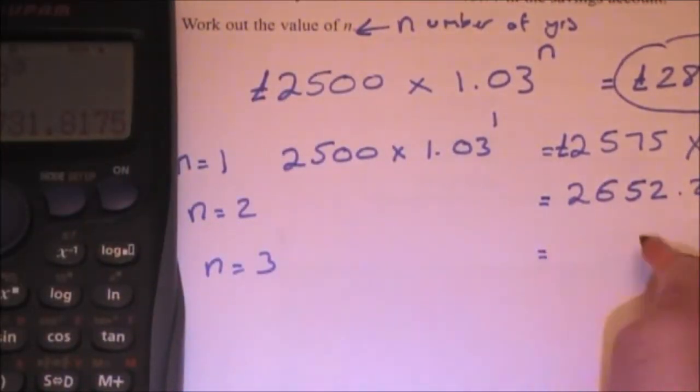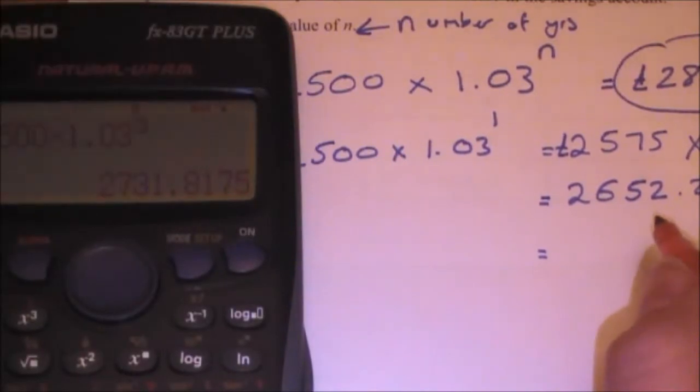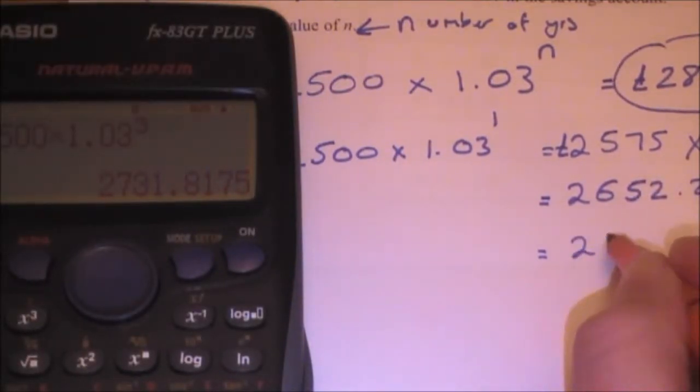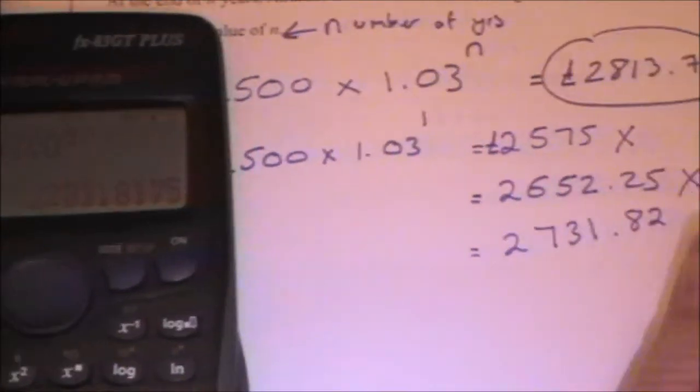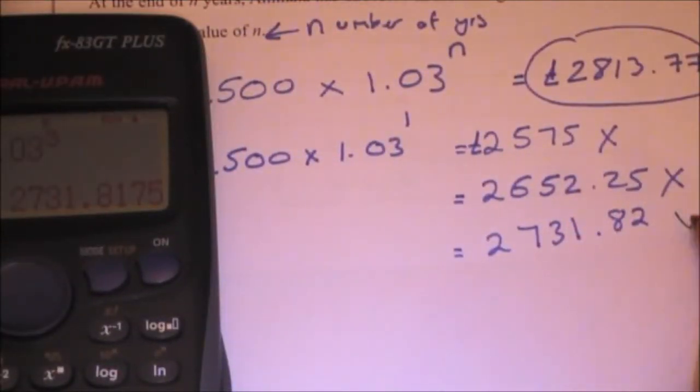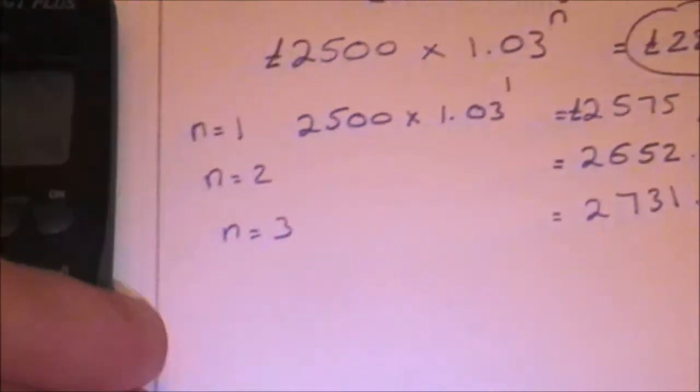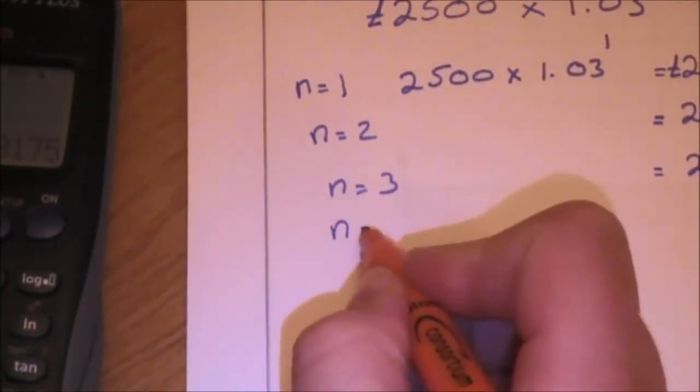Now there's quite a lot of decimals after this. Got to remember I'm dealing with money, so I wanted 2 decimal places. £2,731, and it wouldn't be 81 pence because the 7 would round the 1 up to 82 pence. Now that's pretty close to the amount, but it's not what I want, so I'm going to try a higher number of years.